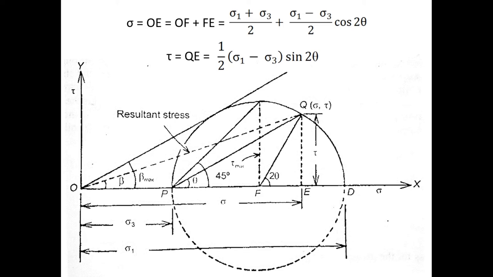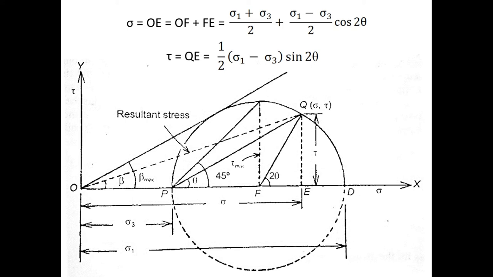Now imagine another plane in that soil element. Suppose it was theta 1. So from the point P, I will draw an angle theta 1 with OX, that is a plane representing a plane inclined at an angle theta 1. That line will join some other point on this Mohr circle, and that coordinates on this Mohr circle represents the normal and shear stresses on that particular plane. Right? Similarly, for any plane inclined at any angle to the major principal stresses, you can plot at the point P or the pole, and that line will join or intersect the Mohr circle at a point, the coordinates of which will represent the normal stress and shear stress on that particular plane, which is inclined at angle theta 1 or theta 2 or any angle. Alright?